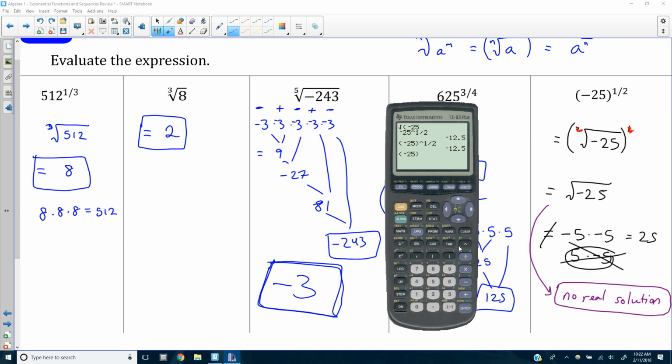That to the 1/2 power. The 1/2 needs to be in parentheses as well. 1 divided by 2. Like that. Now I get my non-real answer. And that should match. That's the same thing as the square root of negative 25.